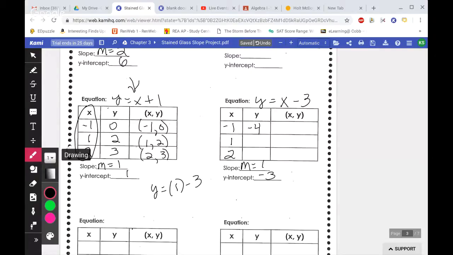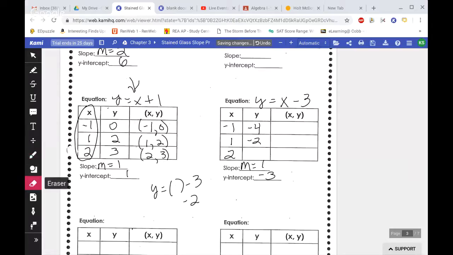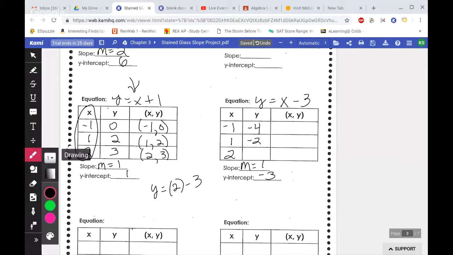Now I'm going to plug in a 1. 1 minus 3 is -2. Two minus 3 is -1. So those are my 3 ordered pairs. Okay.